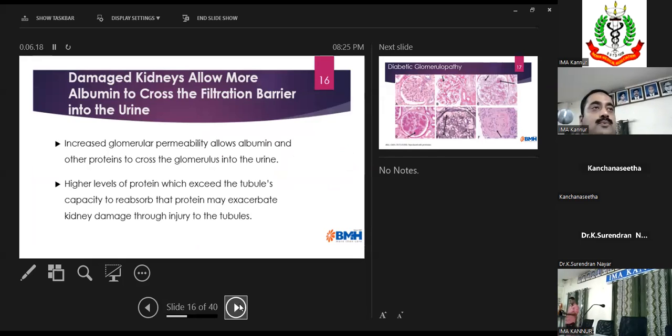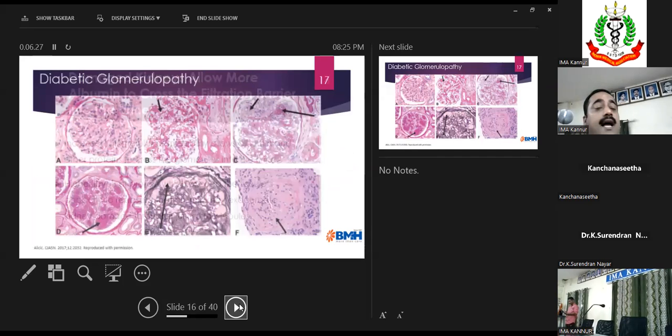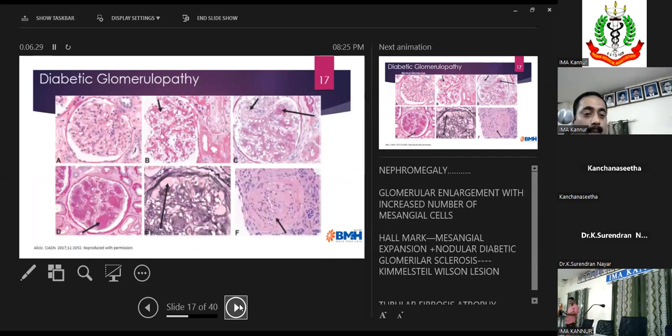The tubule usually absorbs a good amount of the protein that is excreted, but since the quantity is so high, the tubules are not able to absorb it, and it is excreted outside the body in the urine. What happens in diabetic glomerulopathy?